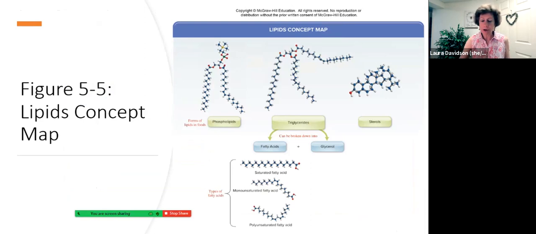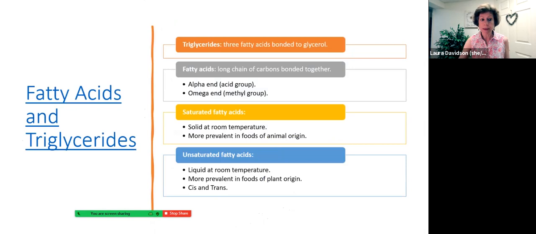So you can see structurally a difference in the three major types of lipids: phospholipids, triglycerides, and sterols. And please note that triglycerides are the fats and oils, and that is the major type of lipid we discuss as being important both in our body and also in food. And we will discuss saturated versus unsaturated.